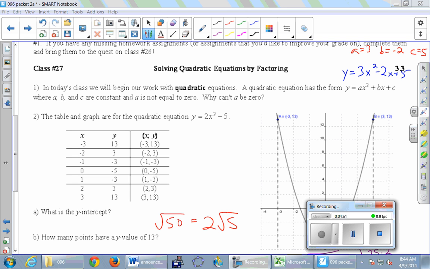And what would it mean if the a were equal to 0? Well, if the a was 0, then this part right here would be a 0. And if it were a 0x squared, then that term isn't really there. And so this is really just a bx plus c, for example, negative 2x plus 5. That's a line, and that's a linear equation.